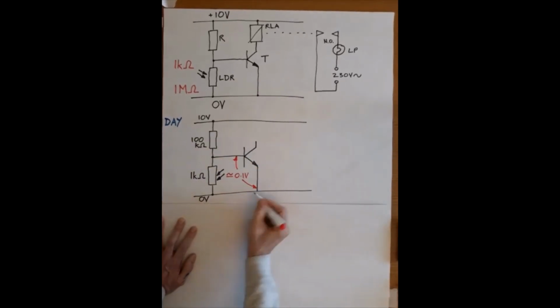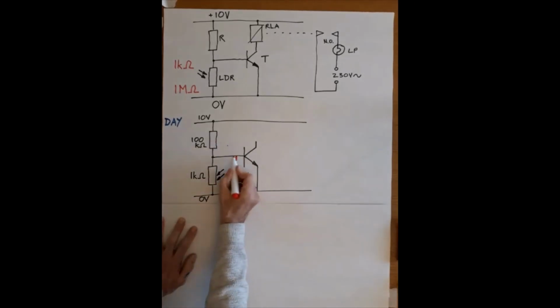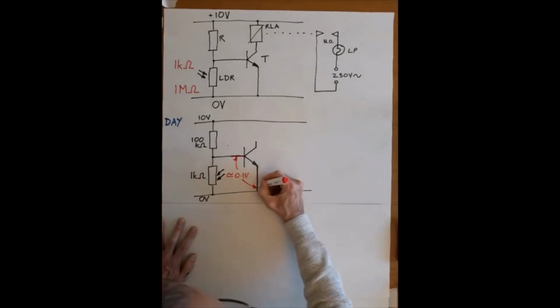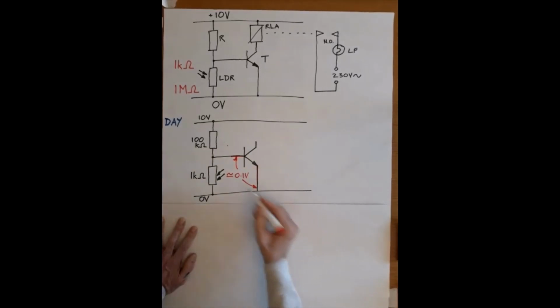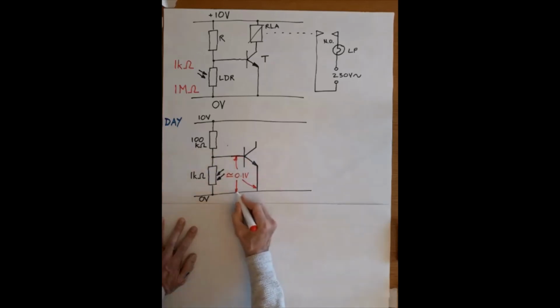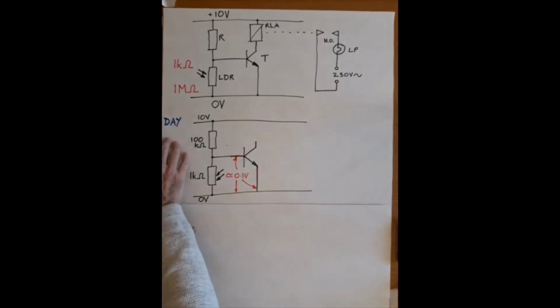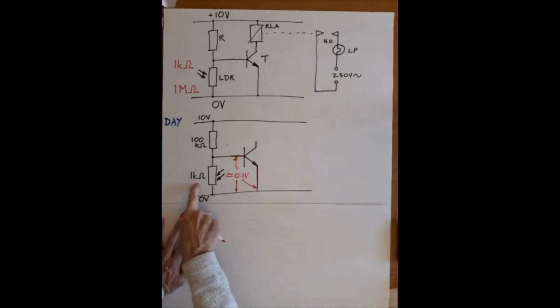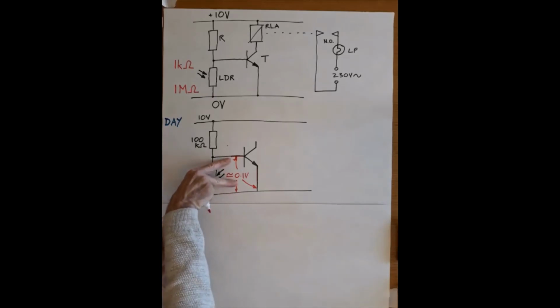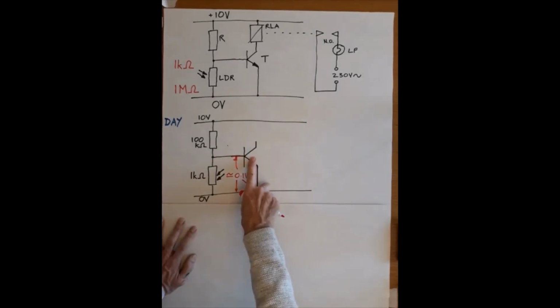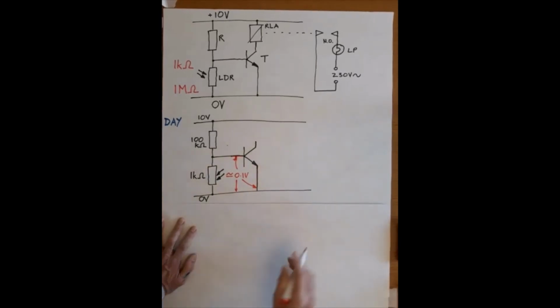Incidentally, I'm drawing my arrows from here on the base to here on the emitter. I could draw it just there, from there to there. This connection is exactly the same point in the circuit. So whether I draw it round there or there makes no difference. So during the day, this resistance is low, the voltage here is low, the transistor is off, the relay won't engage, and the lamp will be off.